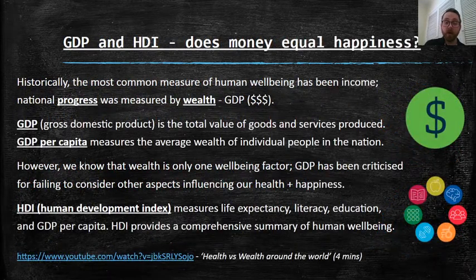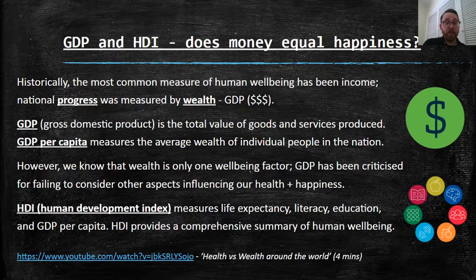Historically, the most common measure of human well-being has been income. So when people have been asked, what is your country like? What is their human well-being? We'd usually go by money. So the national progress was measured by wealth. GDP is the total value of goods and services being produced. So the things that are being bought and sold in that country.